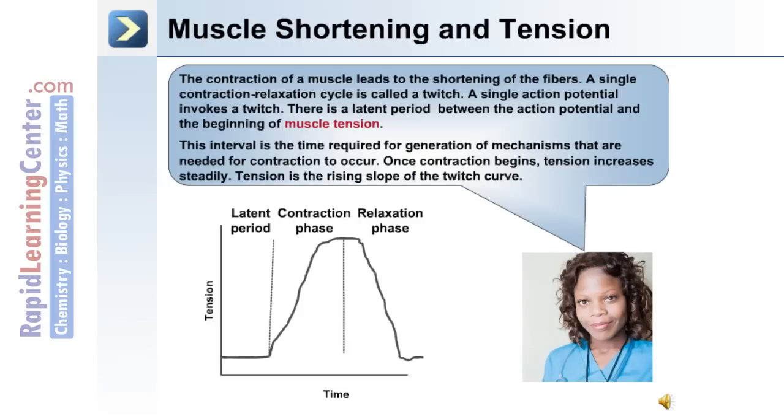There's a latent period between the action potential and the beginning of muscle tension, and this interval is the time required for the generation of mechanisms that are needed for contraction to occur. Once contraction begins, tension increases steadily, and tension is the rising slope of the twitch curve. The twitch curve is depicted here on the slide, with time versus tension. During the contraction phase, the tension rises steadily, and at the relaxation phase, it drops off rapidly.